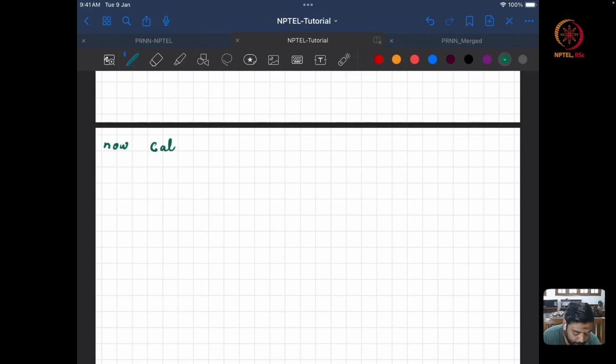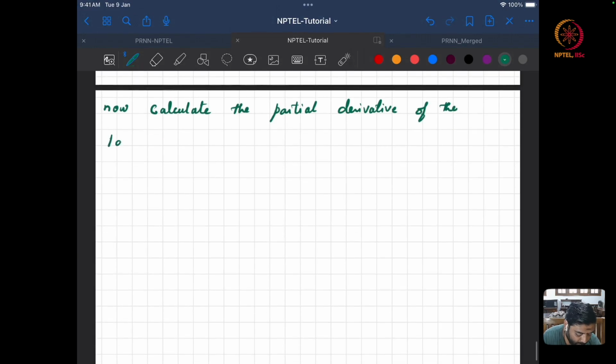So now calculate the partial derivative of the Lagrangian and equate it to 0. Okay, that's what we are supposed to do now.